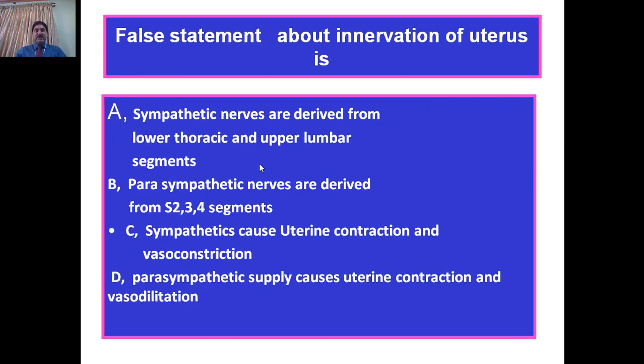False statement about innervation of the uterus is: A, sympathetic nerves are derived from lower thoracic and upper lumbar segments. B, parasympathetic nerves are derived from S2, 3, and 4 segments. C, sympathetic nerves cause uterine contraction and vasoconstriction. D, parasympathetic supply causes uterine contraction and vasodilatation. So D is the wrong answer.